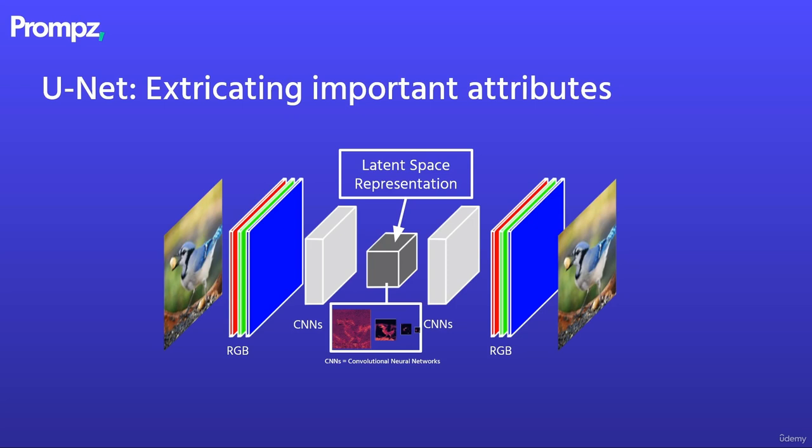A crucial player in this process is the UNet architecture. UNet is like a master artist specifically designed to work with images. It's so named because its structure resembles the letter U. It's trained for reducing images down to their most essential attributes and then expanding them back to their full form.